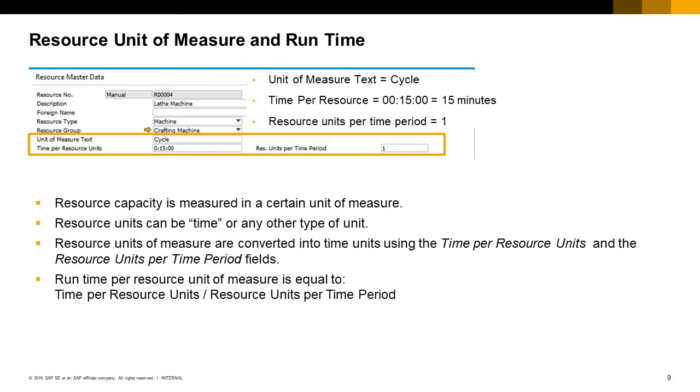To translate the resource consumption time in the production process, we need to define the specific time period the unit of measure text represents. The time per resource units field, 15 minutes, represents the time needed for the resource units per time period, 1 unit, to be consumed in production. The runtime or consumption time of a single unit of resource is equal to the time per resource units divided by the resource units per time period. Learn more about planning and consuming resource capacity in the resource capacity course topic.